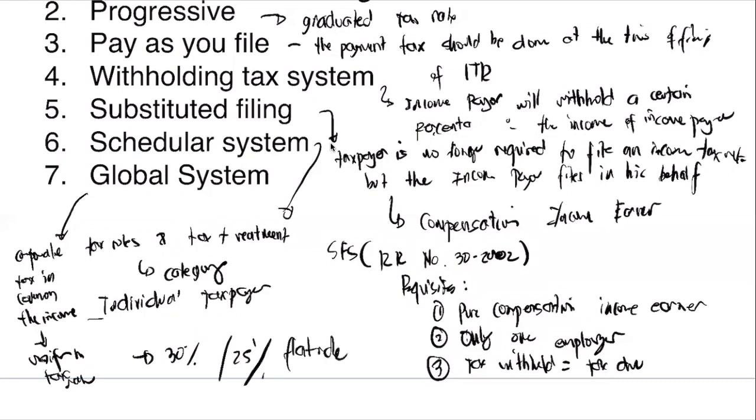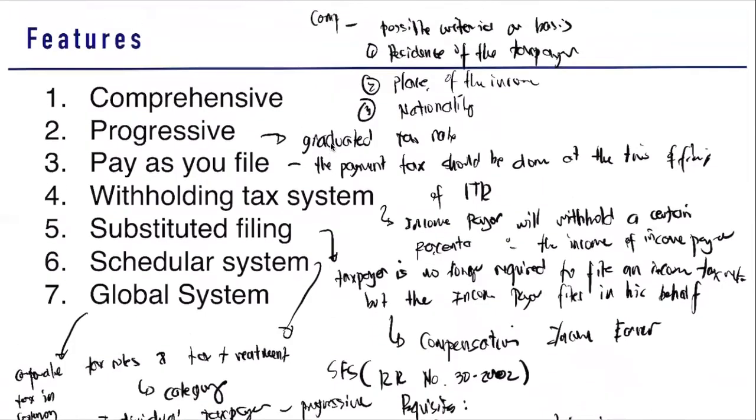Okay? Unlike sa schedular system, meron tayong progressive taxation based on the graduated tax rate. So meron pa tayong tax rates from 20% until 32%, or 35%. Okay? So again, what are the features? It is comprehensive. It is progressive. Pay as you file. We have your withholding tax system. We have your substituted filing system, schedular system, and global system.